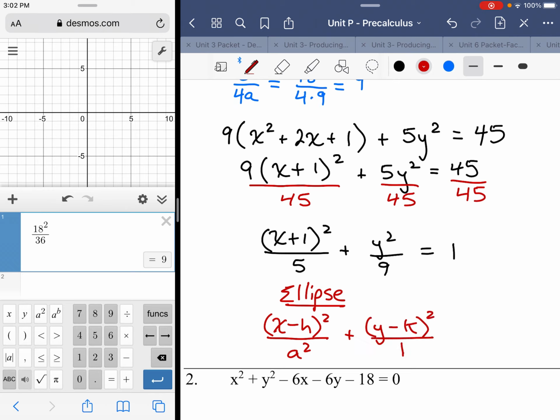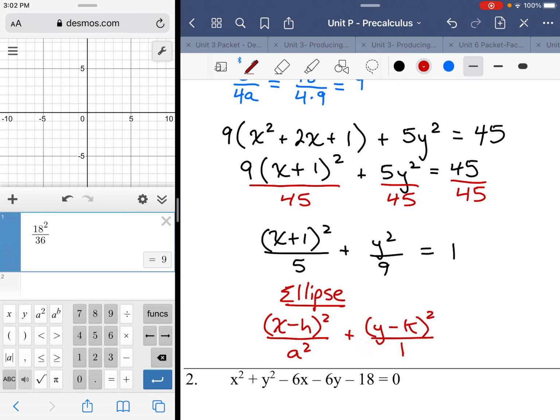All right, the h and k represent the center of the ellipse. The a and b values, so not a squared and b squared, but a and b, represent the horizontal and vertical change from the center, giving us the endpoints for the major and minor axes. All right, so what I'm going to do is I'll get a set of coordinate axes.